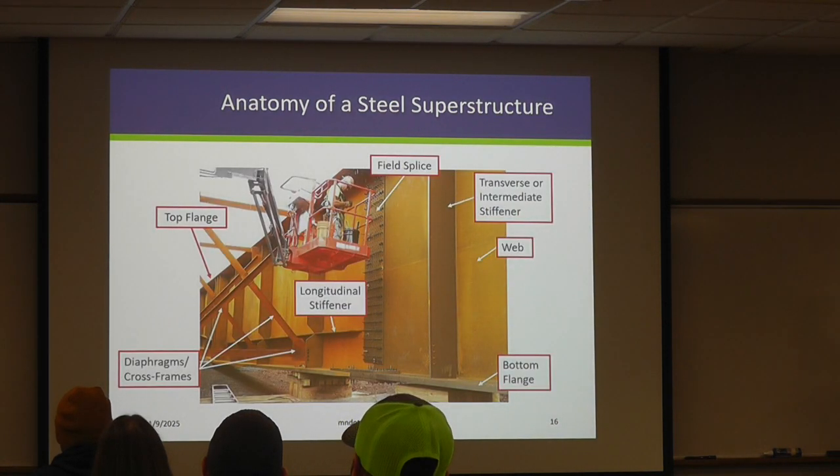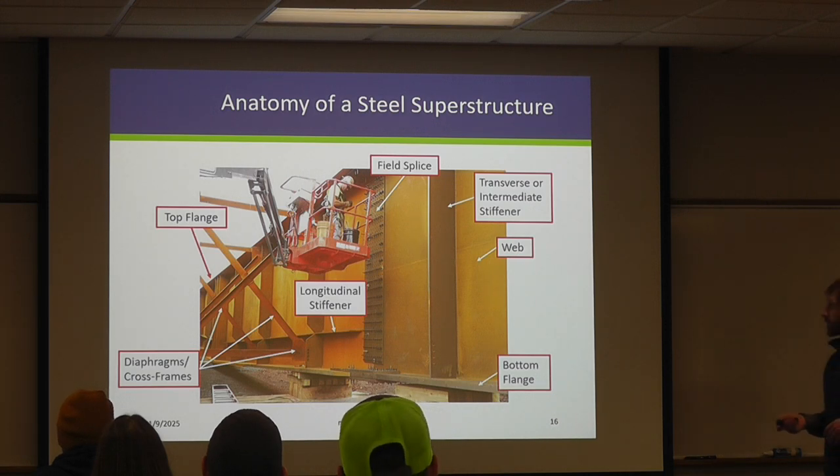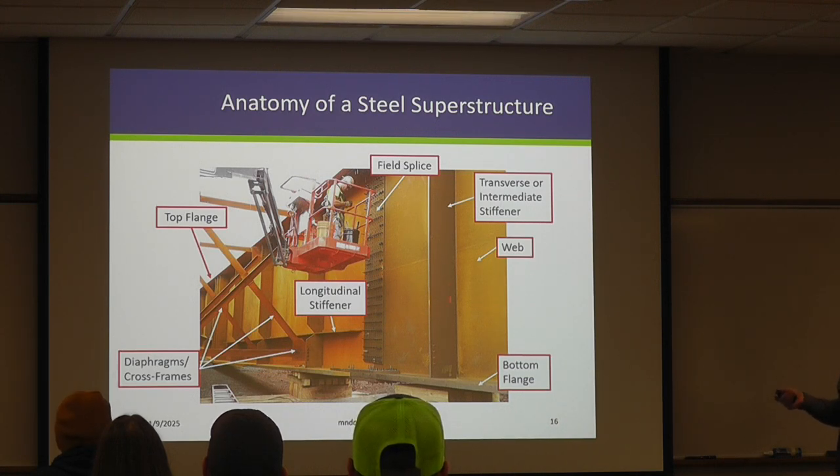So if we look at a photo of what this looks like versus a diagram, you can see that this is the 53 bridge having a ground splice, but we have our bottom flange, our top flange, lots of diaphragms or cross frames. Here's that intermediate stiffener. You can see the bolts getting ready to take a diaphragm. Longitudinal stiffener. This is unique to a very deep girder. We need that just to stabilize that web because it does want to get kind of spindly if we get too tall. And then a field splice.